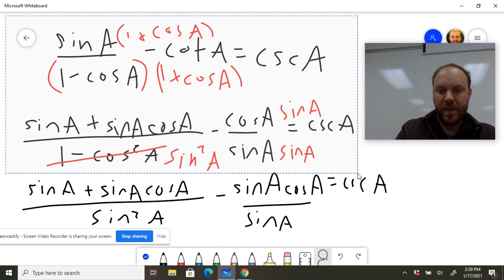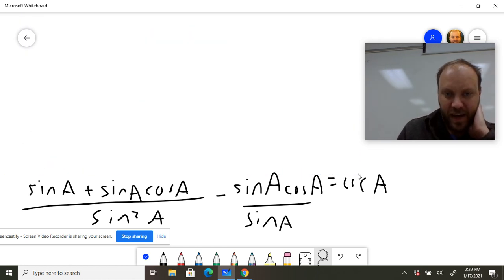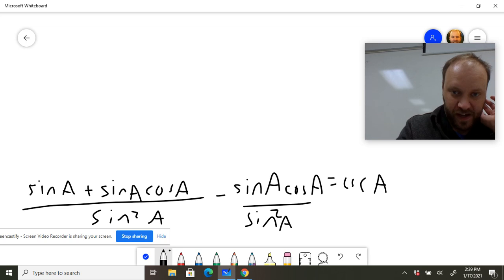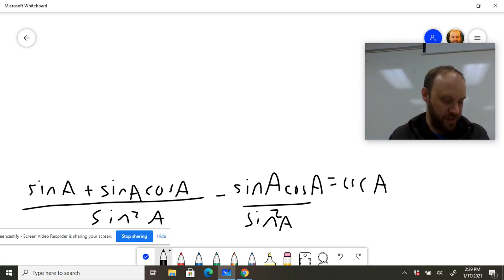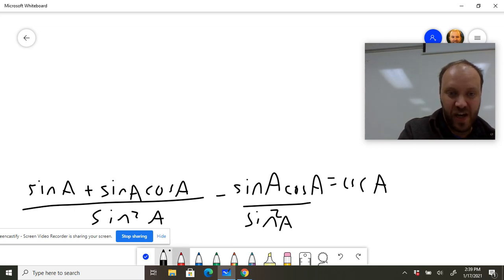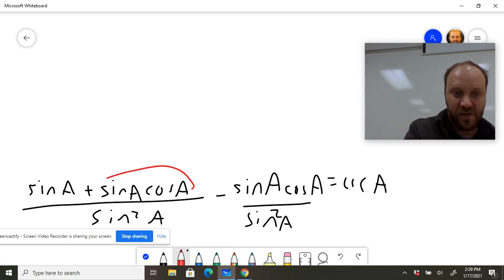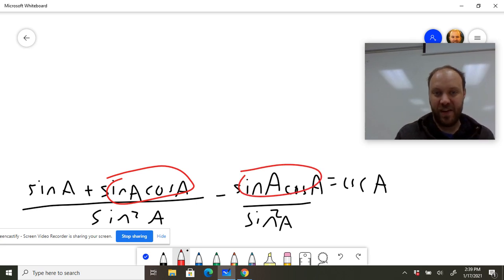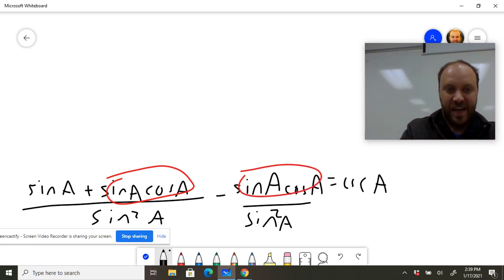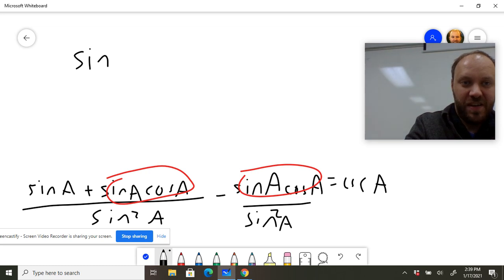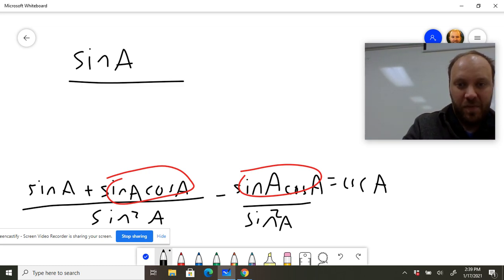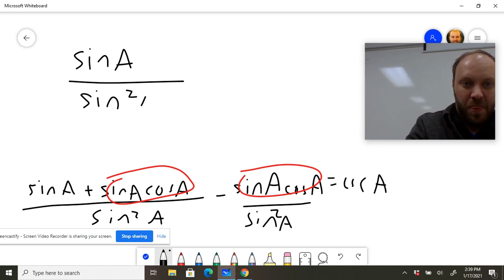All right, so if you take a look at that, we've got two fractions with common denominators now. Oh, I'm sorry, that's supposed to be a sine squared of a on the second bottom there. I multiplied the bottom by sine of a. So you should be able to subtract those two numerators. And if you notice, you have a sine of a cosine of a and a minus sine of a cosine of a. And those guys are going to cancel. You're going to be left with just a sine of a on top. On the bottom, you're going to be left with a sine squared of a.